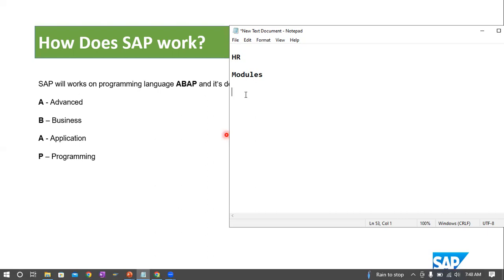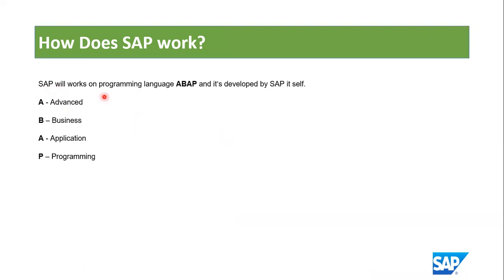In the same way, SAP is also one type of ERP software. To run that ERP software, we require one coding language. That coding language we call SAP ABAP. ABAP is a coding language which will open the SAP application. ABAP is nothing but Advanced Business Application Programming.